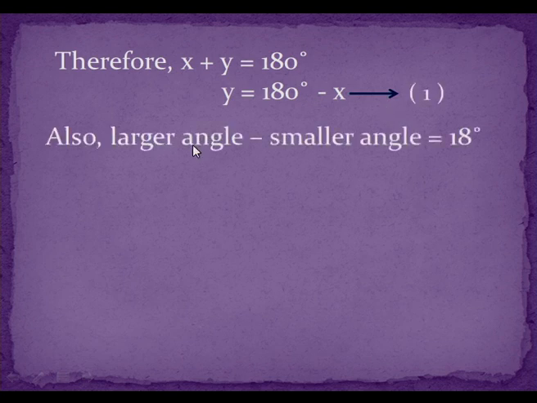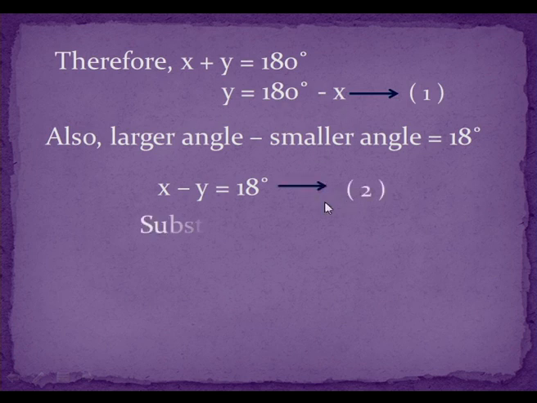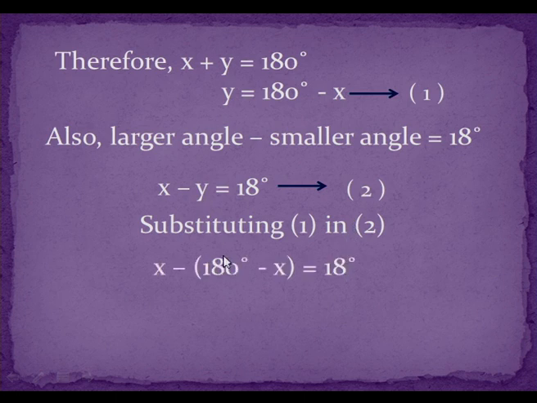Also, what is given to us? Larger angle minus smaller angle is equal to 18 degrees. So, x minus y is equal to 18 degrees. But what did we find as the value of y in the above equation 1? We got y is equal to 180 degrees minus x, and this would be our equation number 2. So, what are we trying to do? We will substitute the value of y from equation 1 in equation 2. I have y value as 180 degrees minus x. So, I substitute in equation 2, I get x minus (180 degrees minus x), which is equal to 18 degrees.